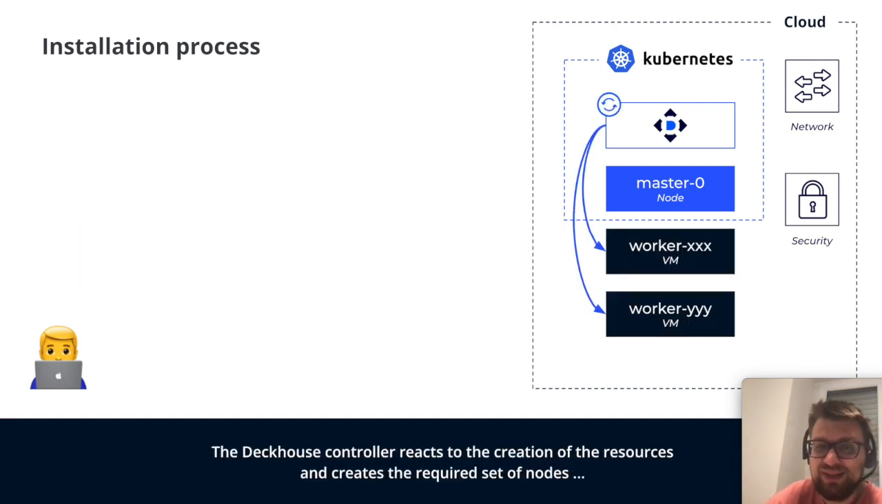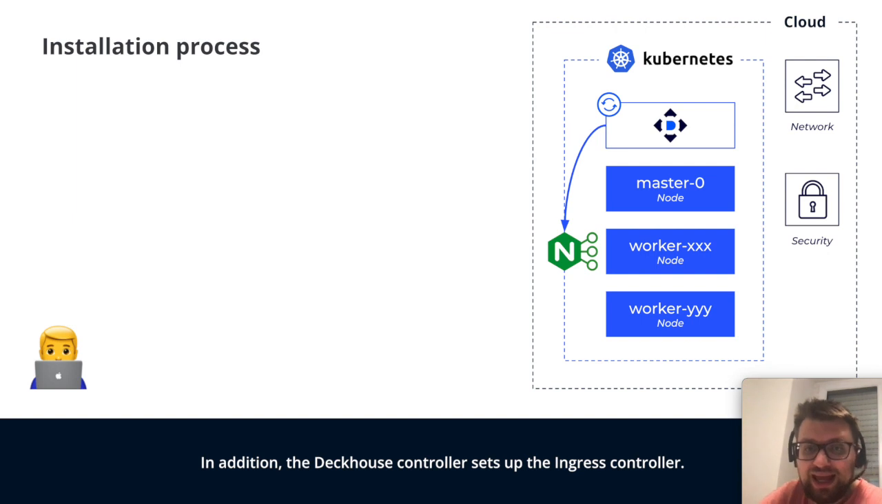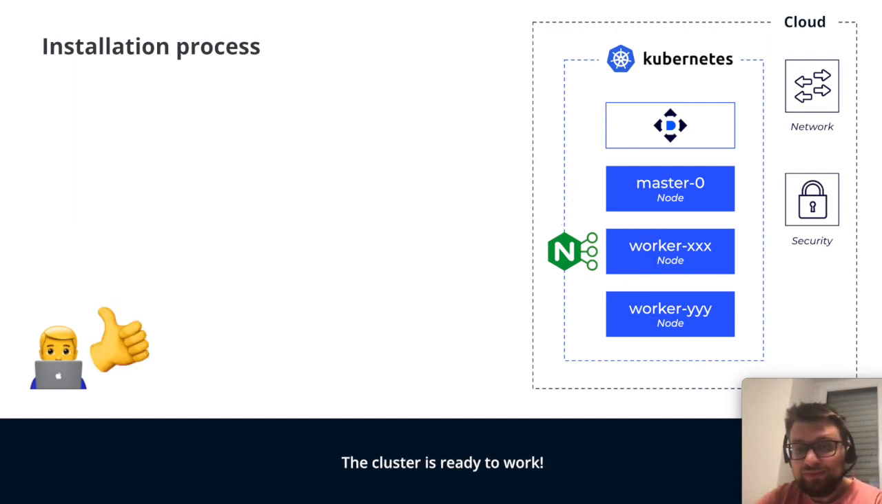So it starts installing modules, it starts creating nodes because we ordered them by creating a node group in a previous step, and it also creates the Ingress Nginx controller to provide access to the cluster because we also ordered this controller. And yeah, the cluster is ready to work.